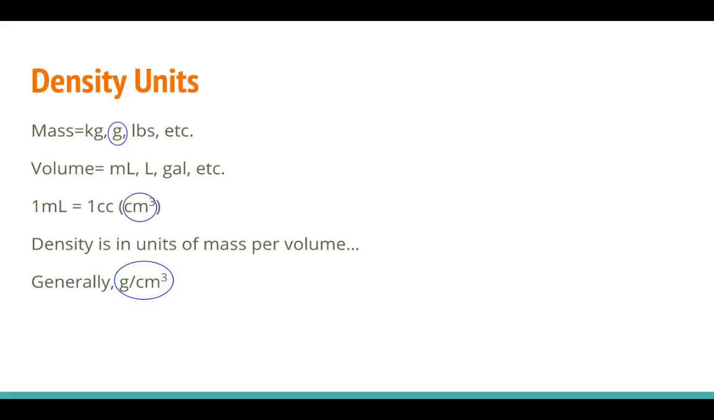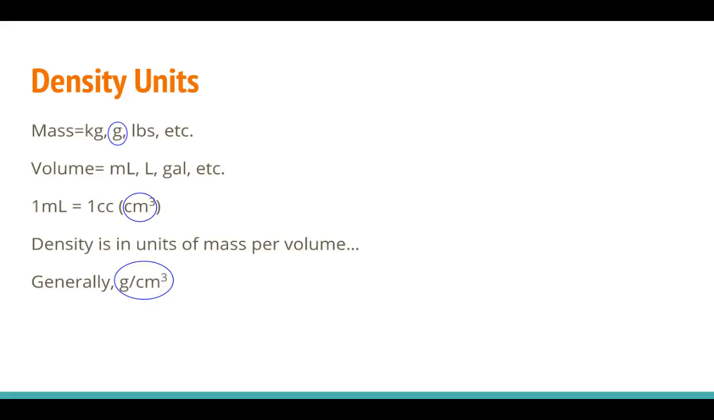One question before we get started is, what kind of units do we use? Again, it's the mass per unit volume. So we have to have a unit for mass. In this case, we're going to use grams most commonly. We could use kilograms or pounds or anything like that, but it's easier. We more commonly stick with grams. Volume is another part of this equation.